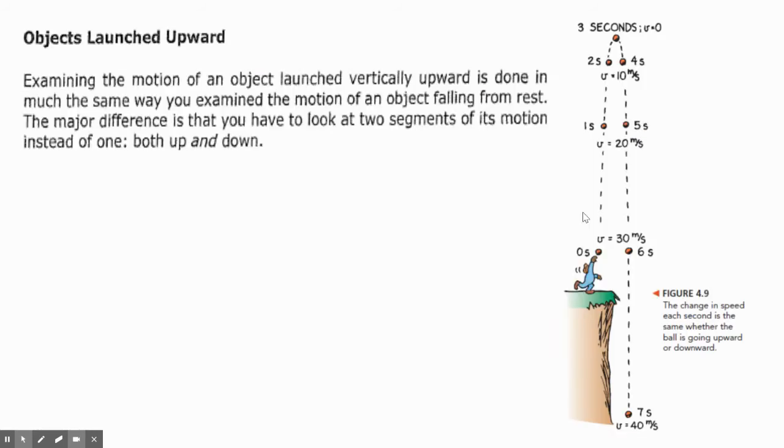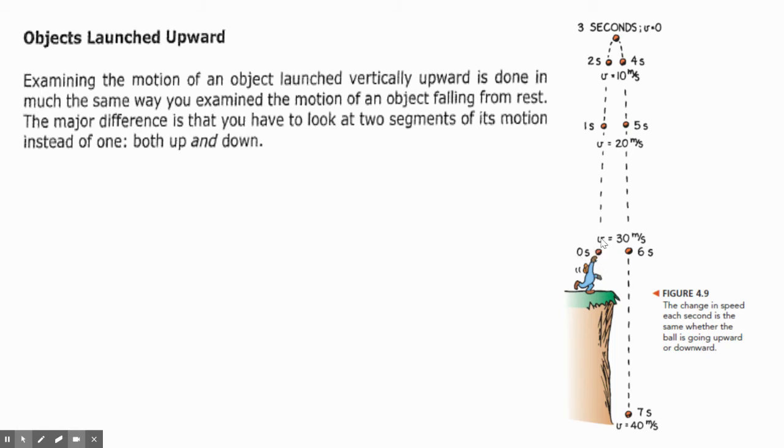Objects launched upward. Examining the motion of an object launched vertically upward is done in much the same way you examine the motion of an object falling from rest. The major difference is that you have to look at 2 segments of motion instead of 1, both up and down. So here's an example at 0 seconds.